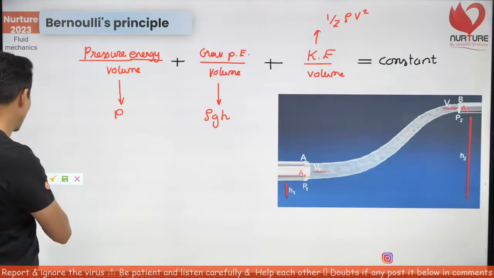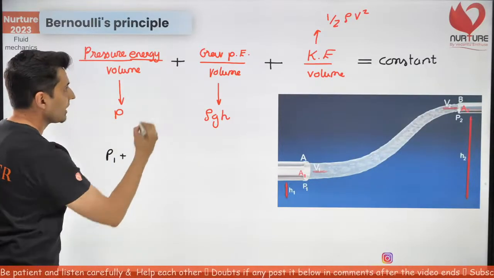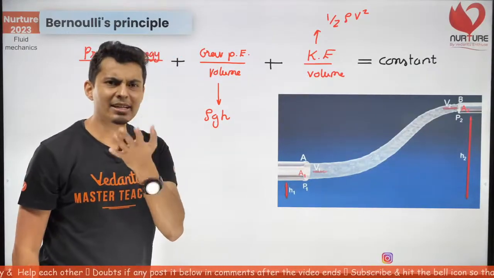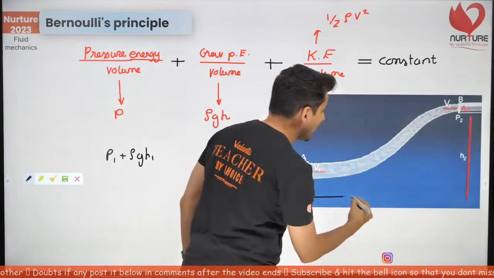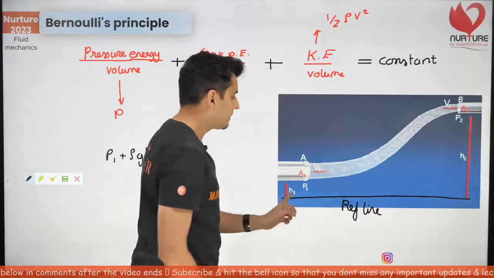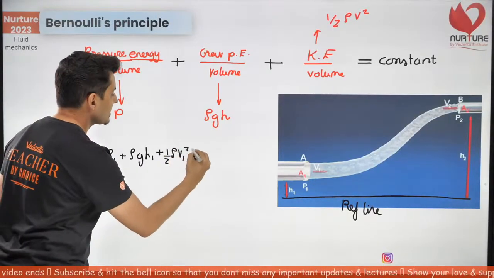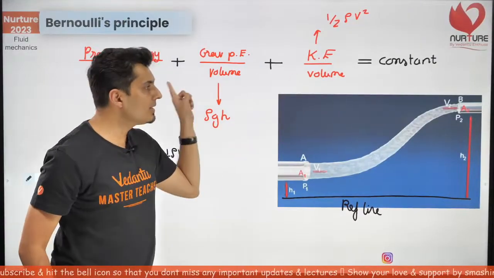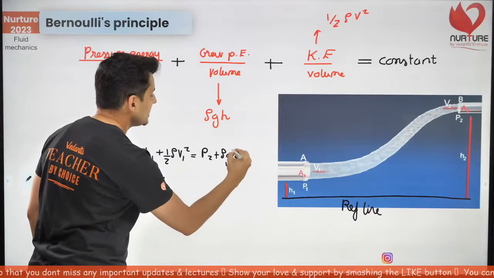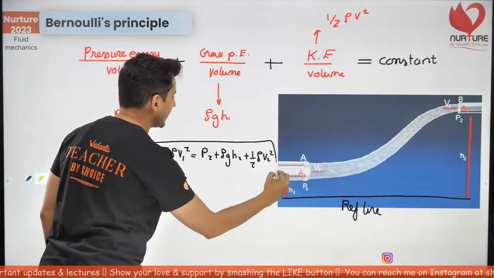So if I had to apply it over here, it means P1, which is pressure energy, plus gravitational potential energy, maybe rho g H1, let's say this is H1. You might be wondering, sir, H is measured from which height? You can take any arbitrary line. This is some kind of reference line from which you are measuring all the heights. Doesn't matter. Plus half rho V1 square will be equal to all these terms again for that cross section. So P2 plus rho g H2 plus half rho V2 square. This is what you will get.